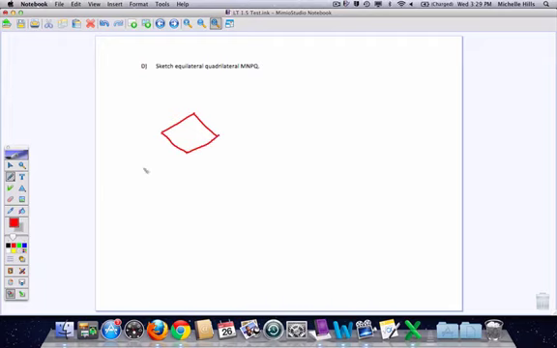Assuming I used a straight edge here, it's M, N, P, and Q. The sides, because lateral means sides, are congruent. Nothing is said about the angles. The angles do not have to be congruent. Do not do the notation for congruent angles.